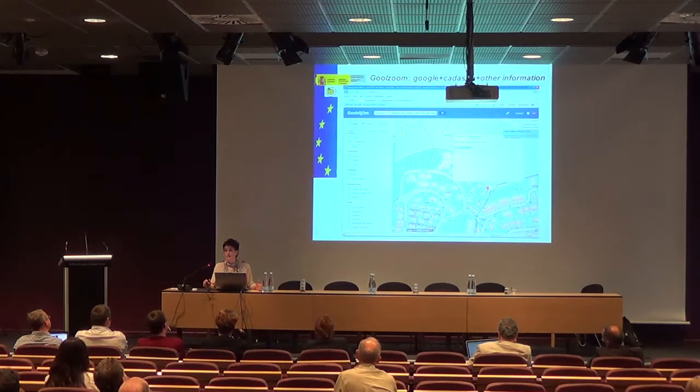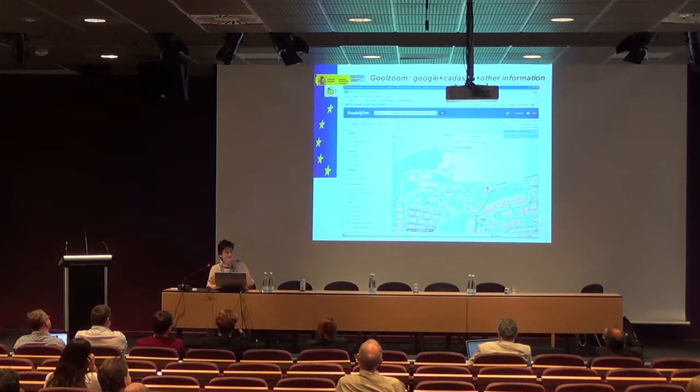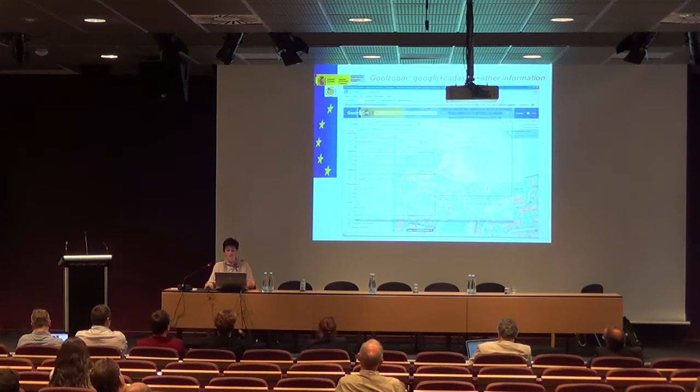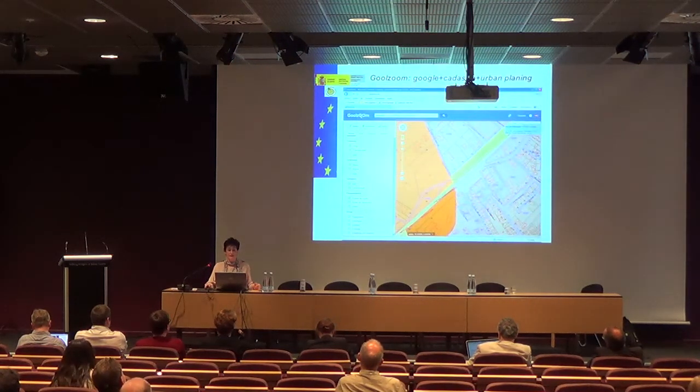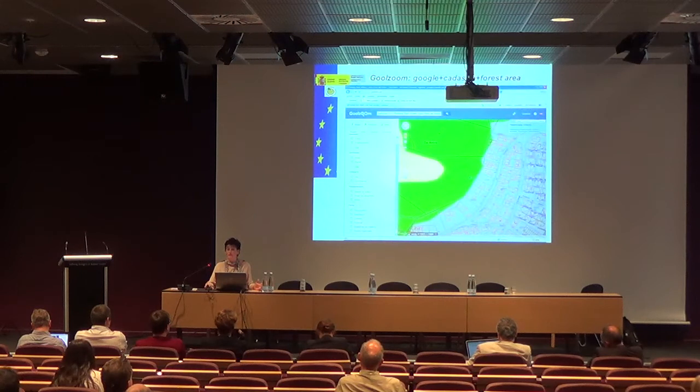But then one person, for example, made this application, Google Zoom, that combines Google with Cadastral and other information. And it's very easy. You can access with Google Zoom all the data of the Cadastral, but also combined, for example, with urban planning or with forest area, and you can easily access all this data.